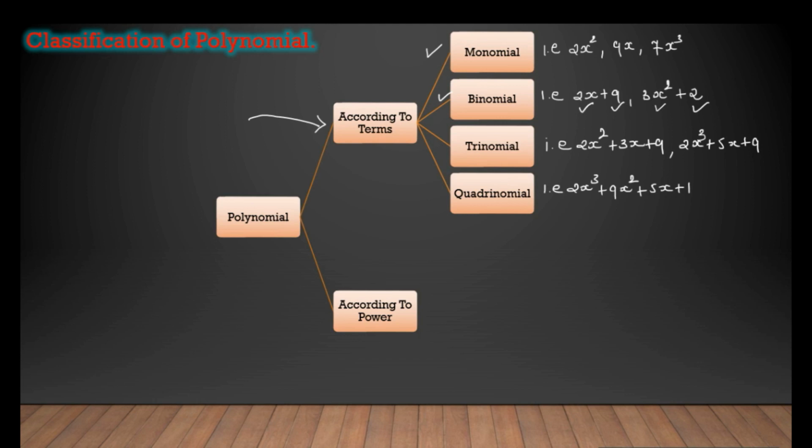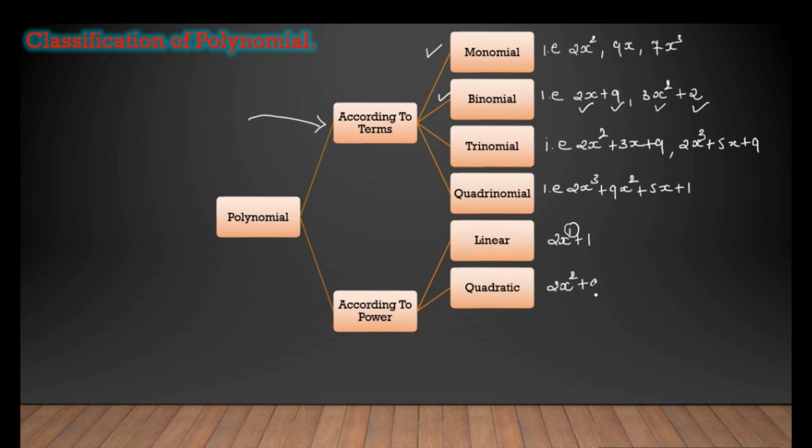Now according to power. According to power, first, if the power is 1, then it is called a linear polynomial. Means 2x plus 1 is considered a linear polynomial. Why? Because the power of x here is 1. Then quadratic polynomial. A quadratic polynomial means a polynomial which has power 2, like 2x square plus 9x plus 1. This is a quadratic polynomial.